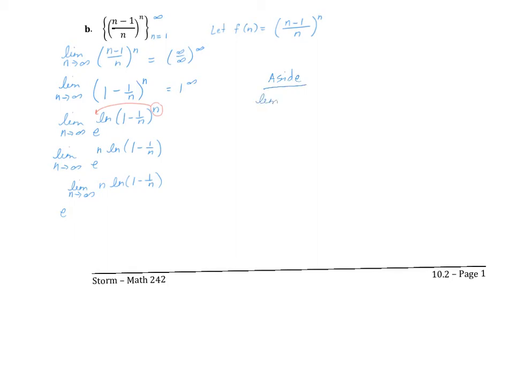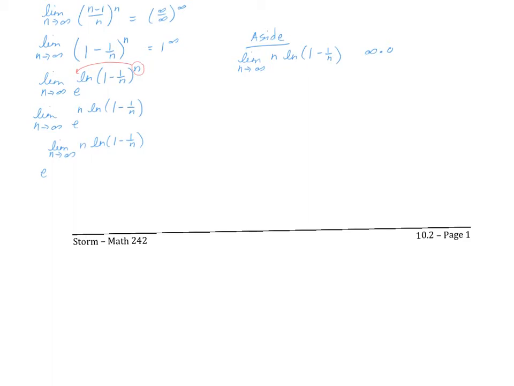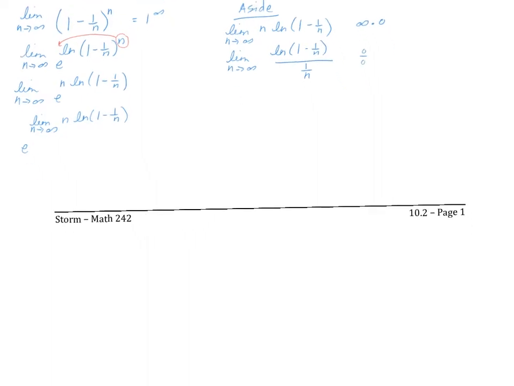My limit as n goes to infinity of n times natural log of 1 minus 1 over n. That's infinity times 0, which is an indeterminate form. I'm going to create a fraction by dropping the n below. I'll have natural log of 1 minus 1 over n in the numerator and 1 over n in the denominator. And now this is 0 over 0, which allows me to use L'Hopital's.